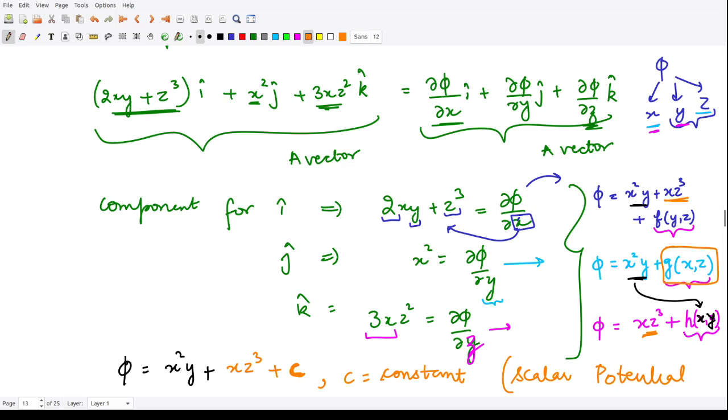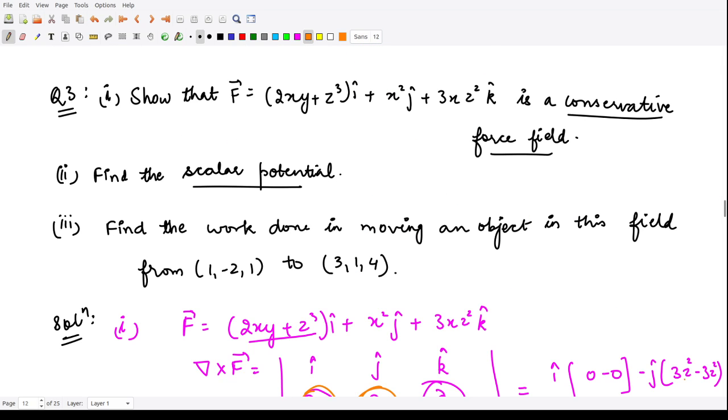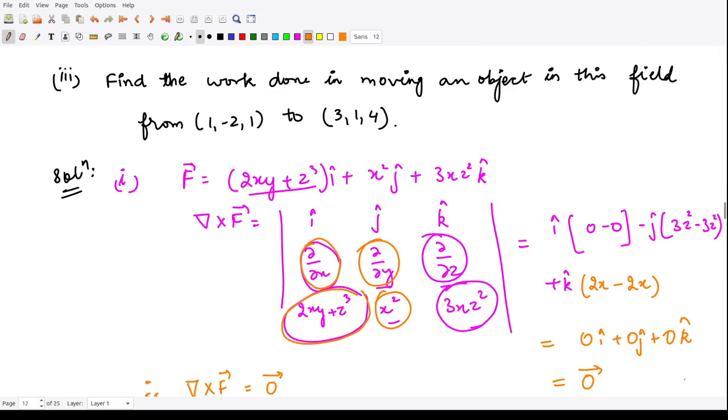This is the second part. For the third and final part, let us move on to our question. It says: find the work done in moving an object in this field from the point (1, -2, 1) to the point (3, 1, 4). So basically what you are to do is calculate the work done.